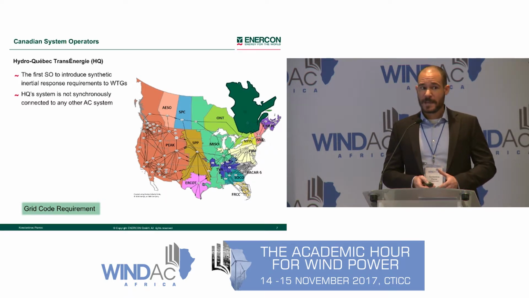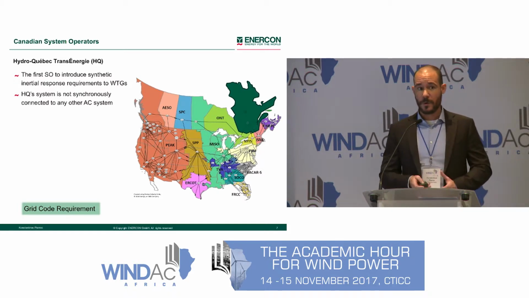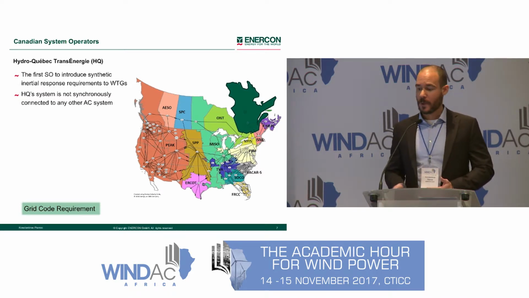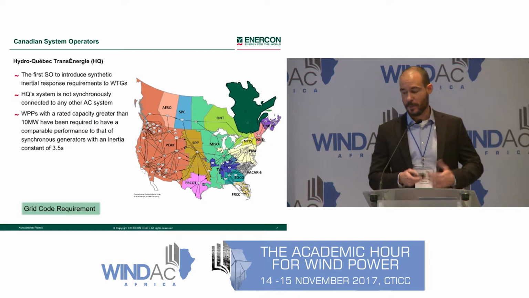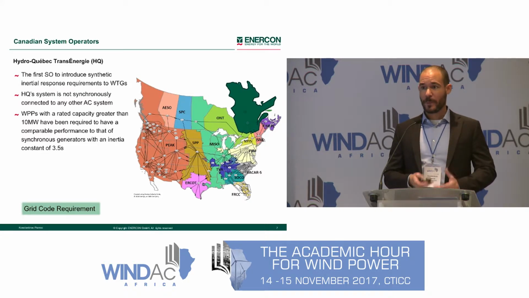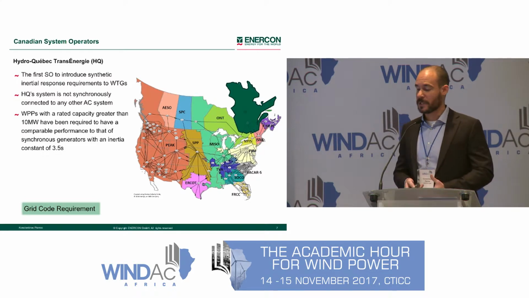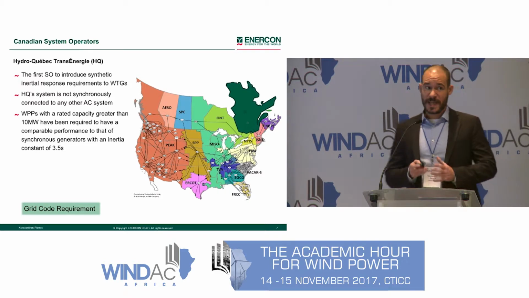In order to maintain adequate system performance and limit the frequency fall to what would have been experienced in the case of conventional synchronous hydro-generating units, Hydro-Québec imposed the requirement on wind power plants with an installed capacity of 10 megawatts and above to have a performance comparable to that of synchronous generating units with an inertia constant of at least 3.5 seconds.